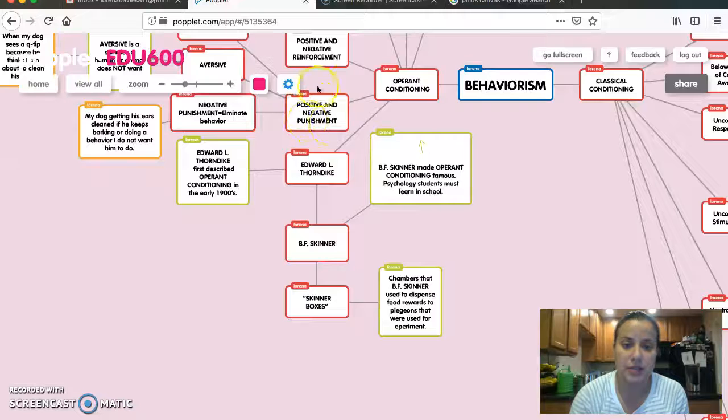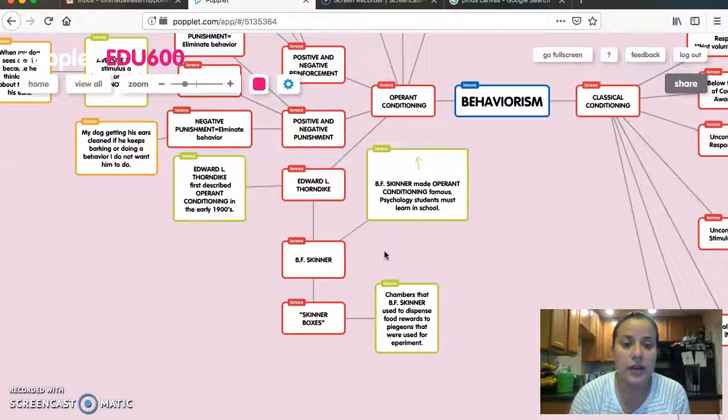Sorry, I didn't mean to mention this one until a little bit later. We're going to focus on Edward and B.F. Skinner. So Edward L. Thorndike first described the operant conditioning that we now know through B.F. Skinner. B.F. Skinner made operant conditioning popular. Psychology students, human development students learn it in school.